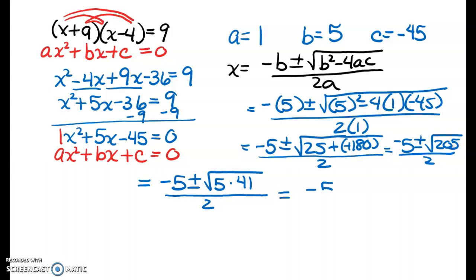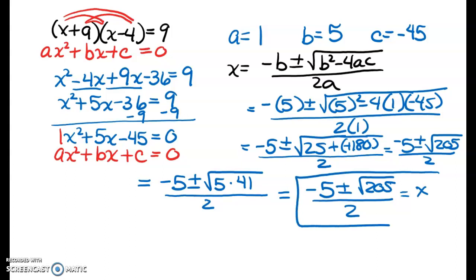So I end up with negative 5 plus or minus the square root of 205 all over 2. Negative 5 and the square root of 205 are not like terms, so I'm going to leave it as that. And that is my answer for x.